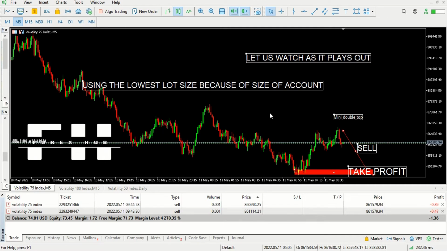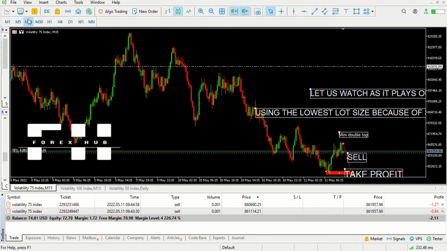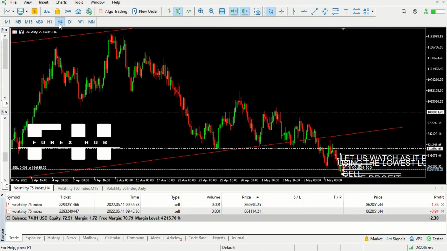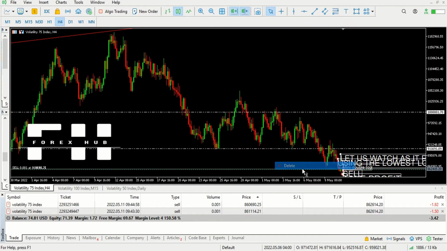So you can see I've entered 2 trades already. It might seem that it's going against me, but let us watch and see. I told you I don't want this video to be so long. I'm just going to show you because I have something I need to also attend to. So I'm just going to show you when it starts coming down, and maybe have a screenshot of when it gets to where we expect it to get to.